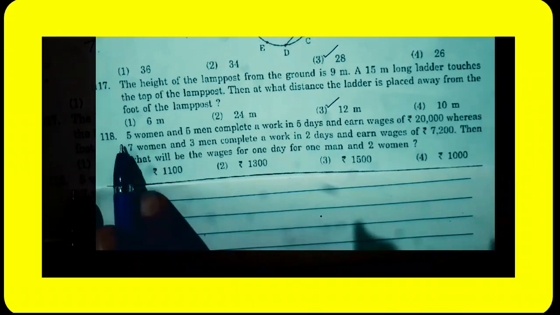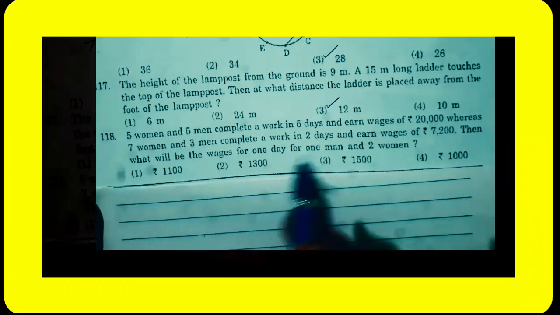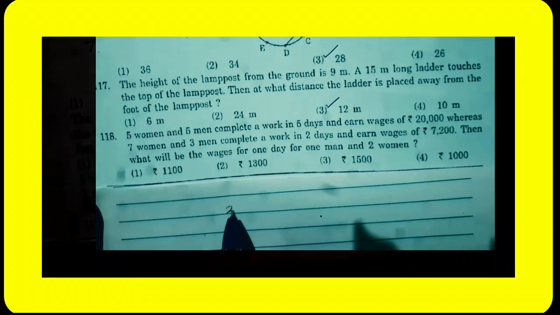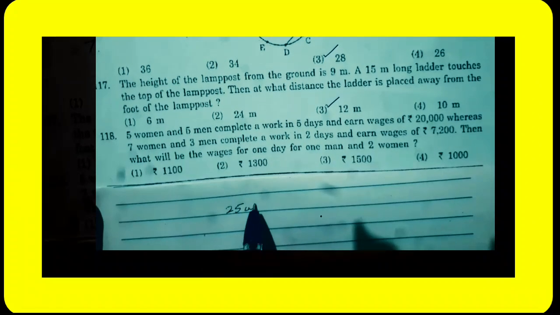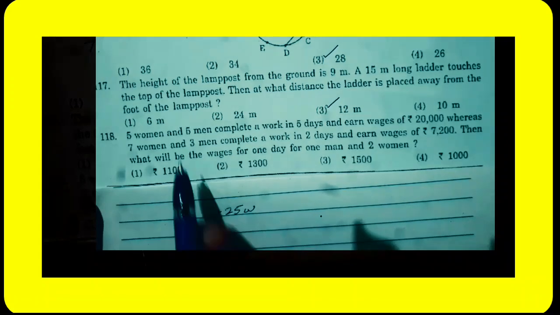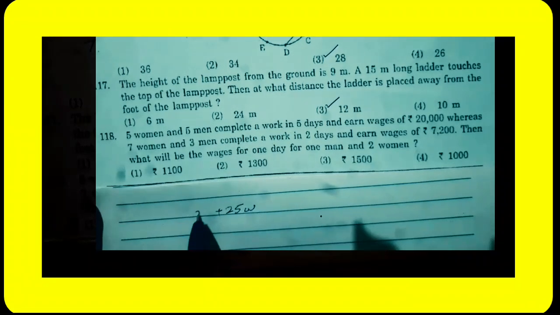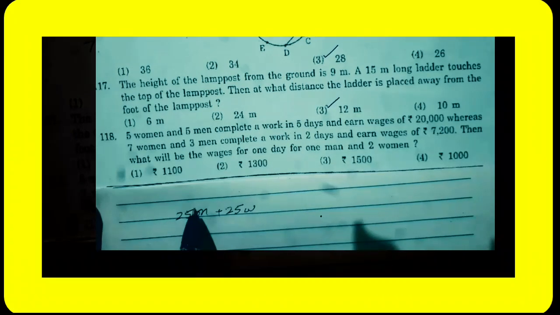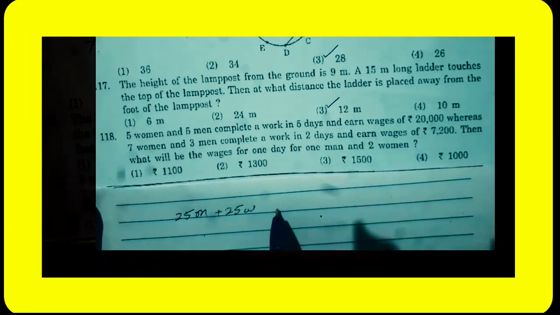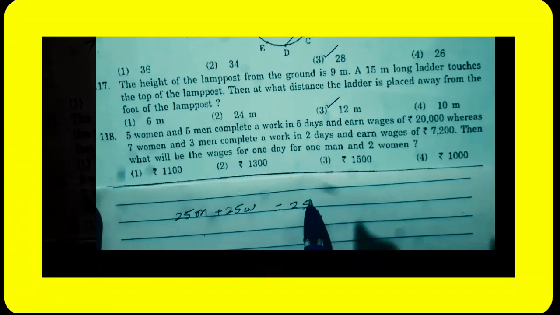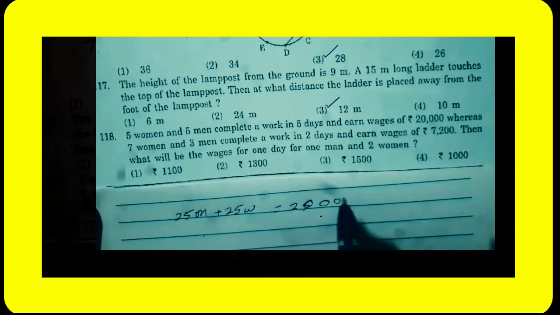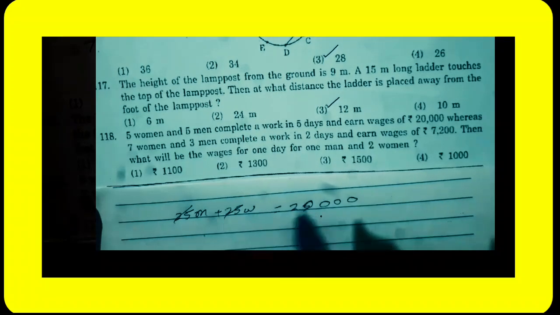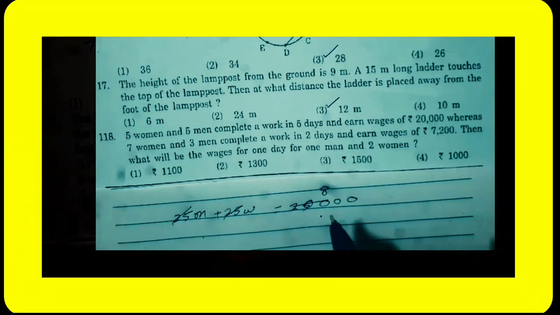Five day. 5 women. 5 times 5 is 25. Women is suppose W. And 5 men is M. 5 day is 25. Rupees 20,000 rupees. We added 25. 8 times 25 is 200.